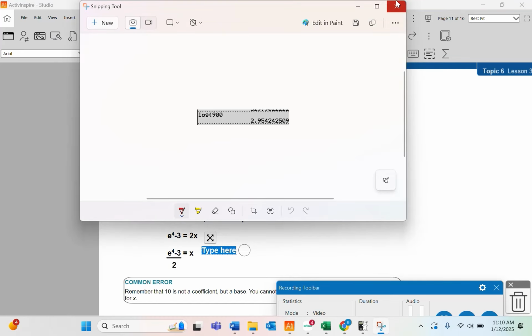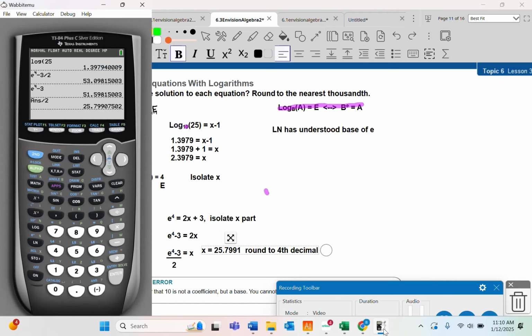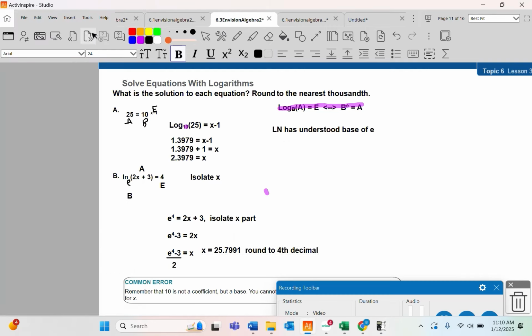Ah, my cat just touched the keyboard here, sorry. X equals 25.7991. Again, round to the fourth decimal. That's how I want you rounding. Just making sure I typed it in right. Didn't have a case of dyslexia or anything.